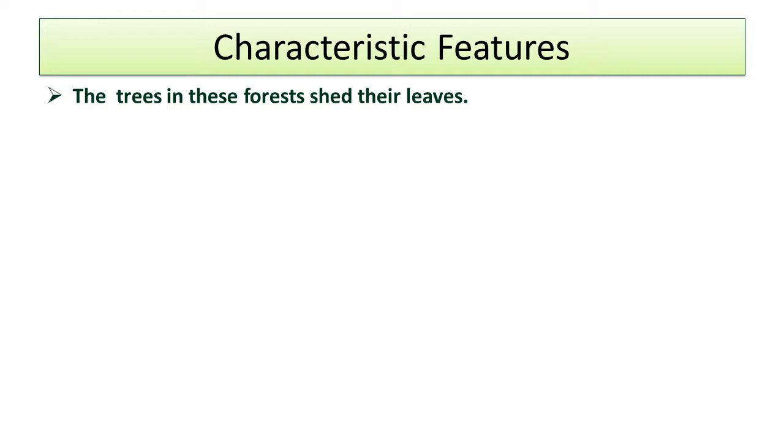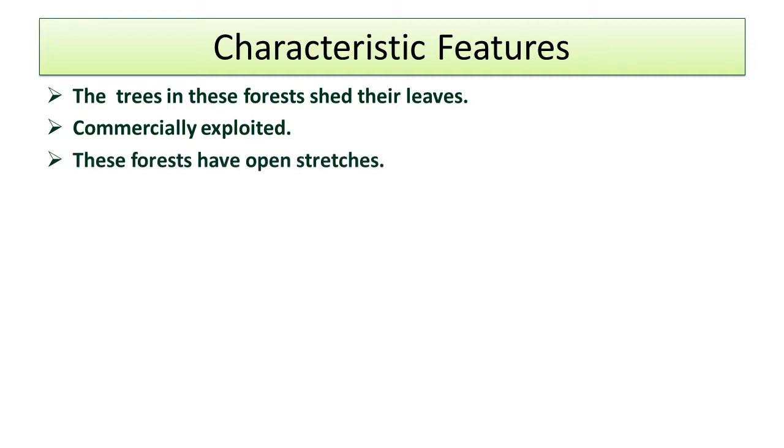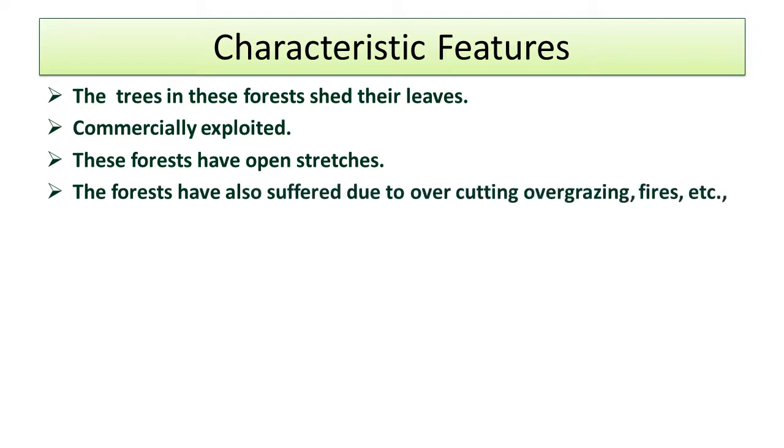A particular species can be found over a large tract of area. Commercially exploited. The trees in the moist deciduous forest are commercially important and provide valuable timber and many other useful products. These forests have open stretches. The moist deciduous forests have open stretches where grasses grow due to enough sunlight on the ground. These forests have also suffered due to overcutting, grazing, fires, etc.